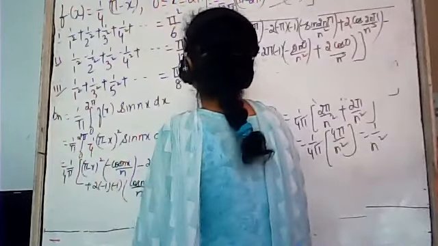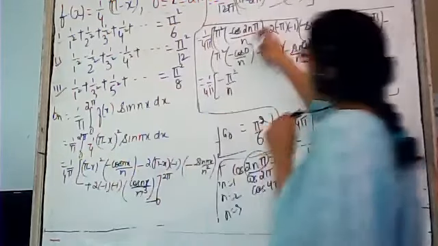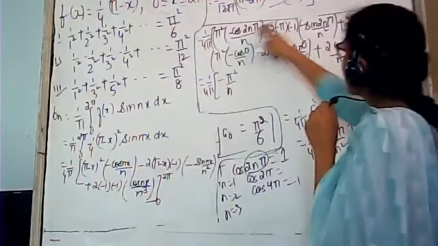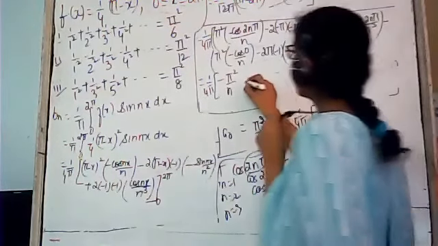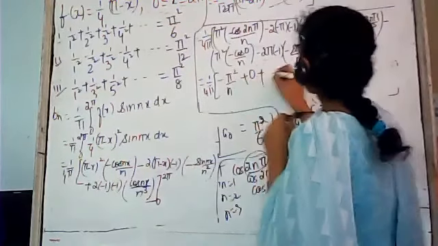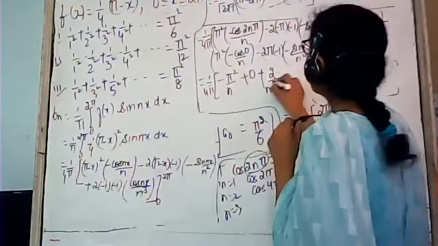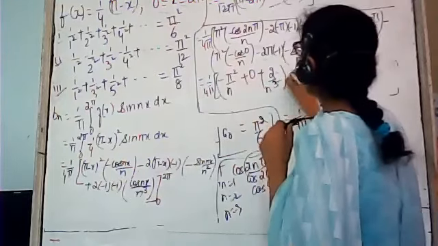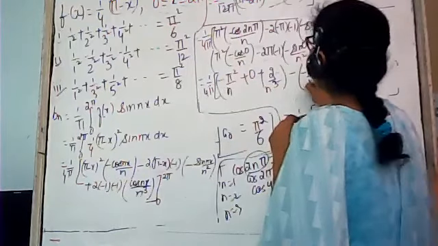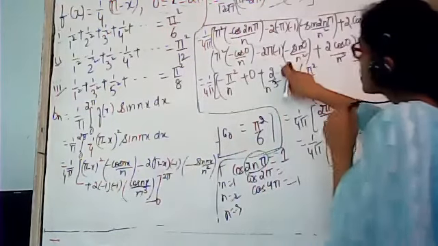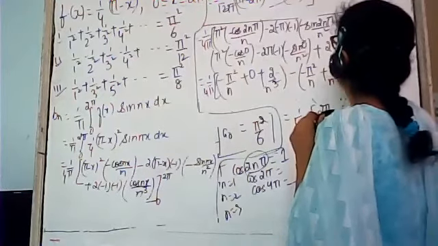1 by 4 pi. This is minus pi square by n, as cos 2n pi is 1. This whole term will become 0, as sine 2n pi is 0, plus 2. Cos 2n pi is again 1. This is 2 upon n cube. It was the upper limit minus the lower limit. Minus pi square upon n, as cos 0 is 1. It will become 0, as sine 0 is 0, plus 2 by n cube.